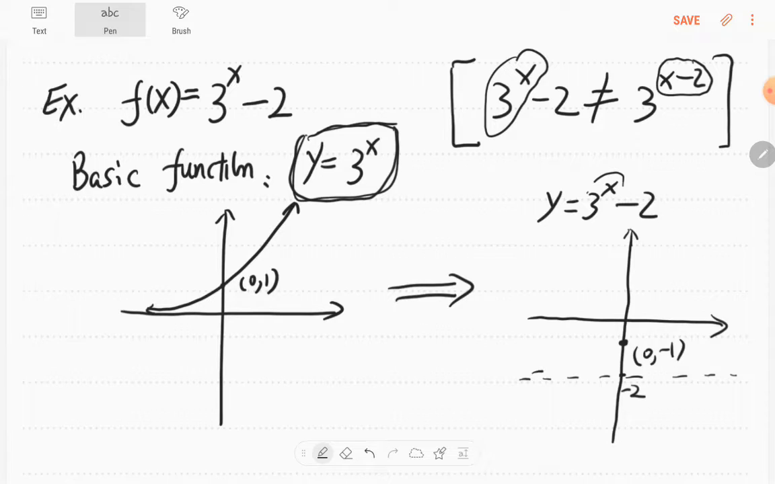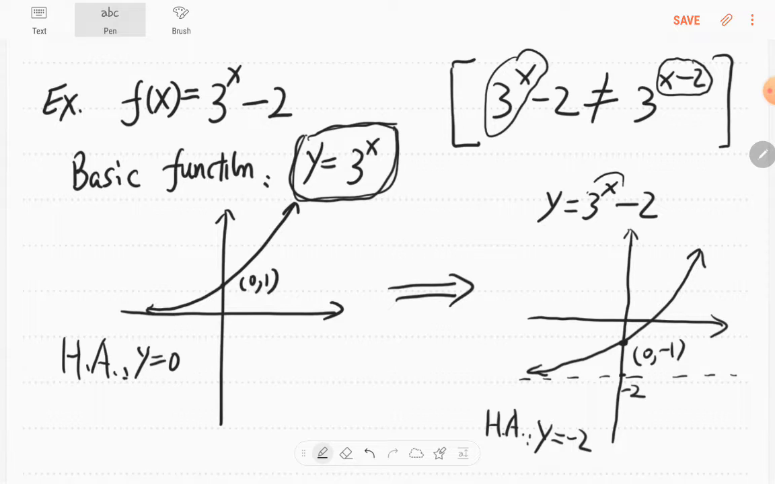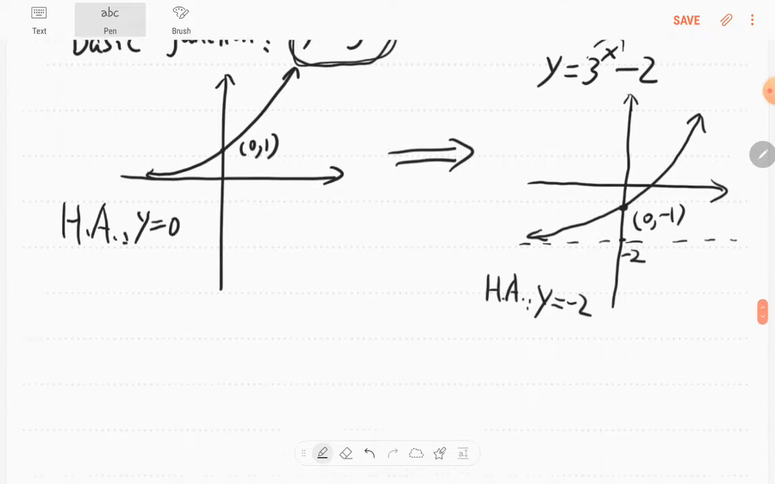Then we draw the graph. Okay, so this is the graph for this function. Here y equals -2 is the horizontal asymptote, right? And here the horizontal asymptote is y equals 0. So we always start from the graph that we know. This is called the graph for the basic functions.